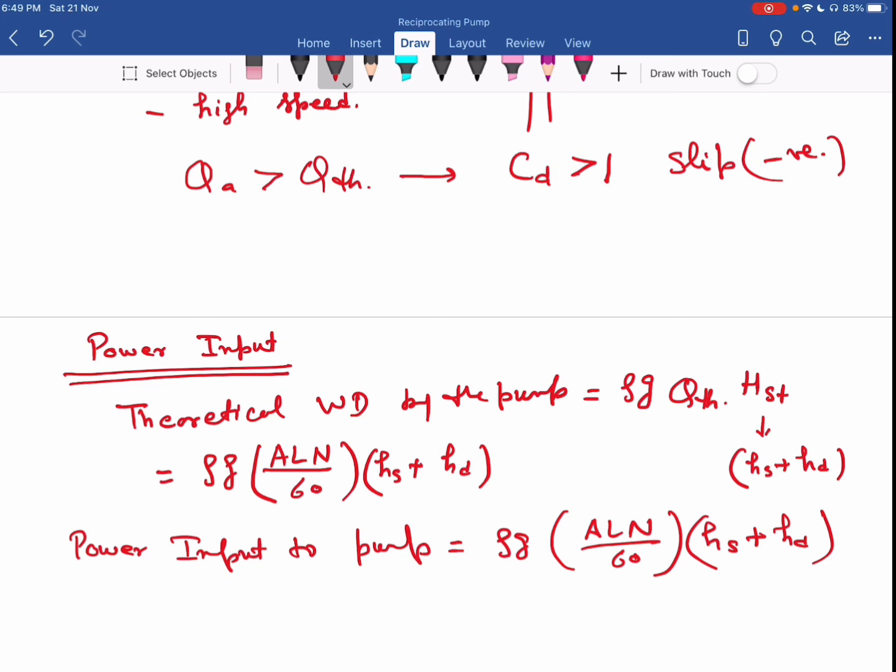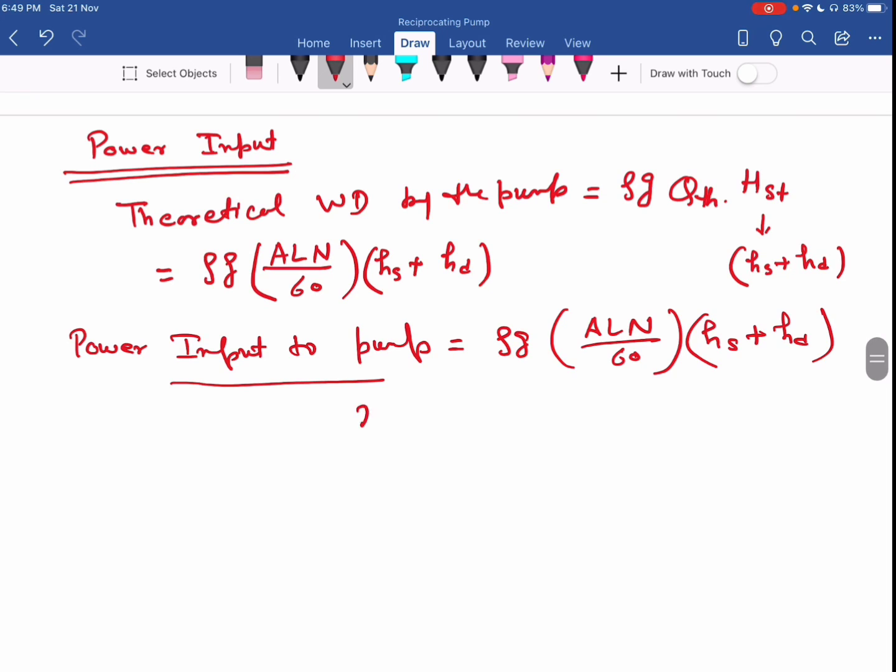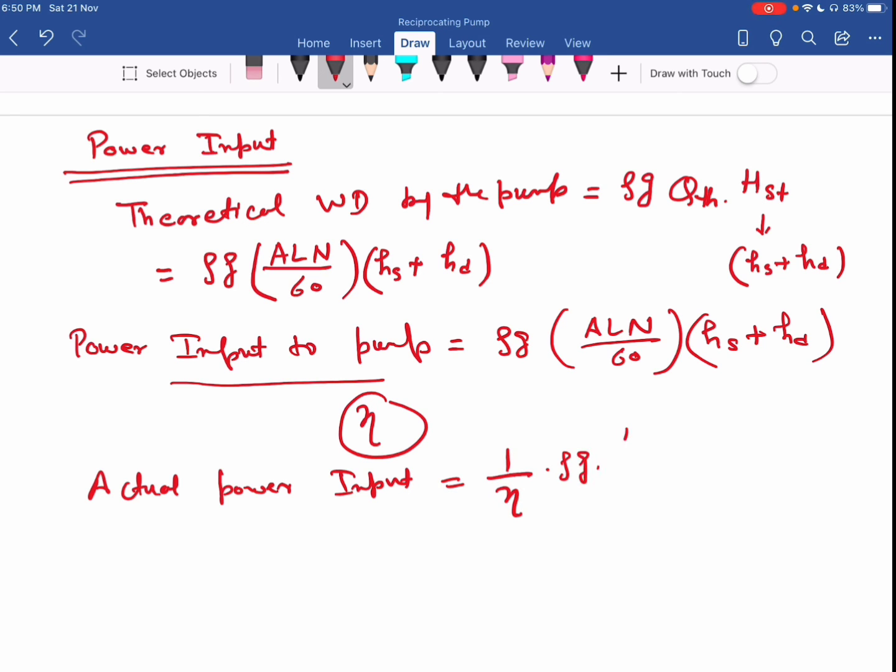Okay. However, due to leakage or friction losses, the actual power will be more than the theoretical one. This is the theoretical power. So if eta is the efficiency of the pump, I can write the actual power input to the pump as 1 upon eta into rho G ALN divided by 60 into (HS plus HD). Okay, so this is the formula for actual power input to the reciprocating pump.